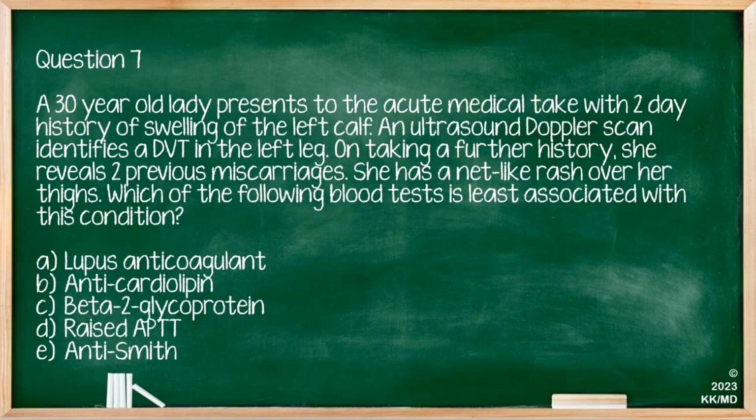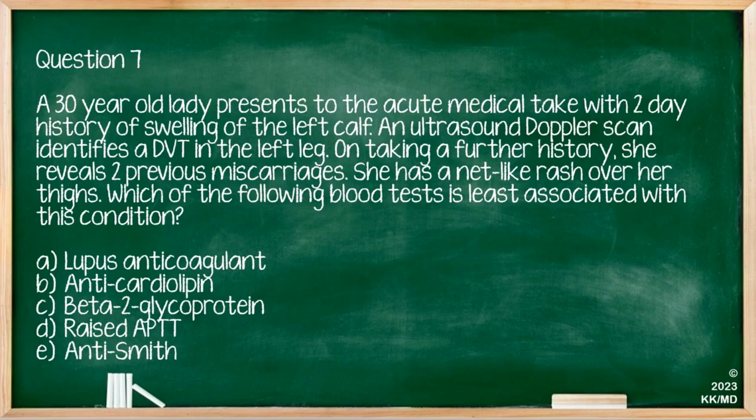Question 7. A 30-year-old lady presents to the acute medical take with a 2-day history of swelling of the left calf. An ultrasound Doppler scan identifies a DVT in her left calf, and on taking further history, she reveals 2 previous miscarriages. She also has been found to have a net-like rash over her thighs. Which of the following blood tests is least associated with this condition?